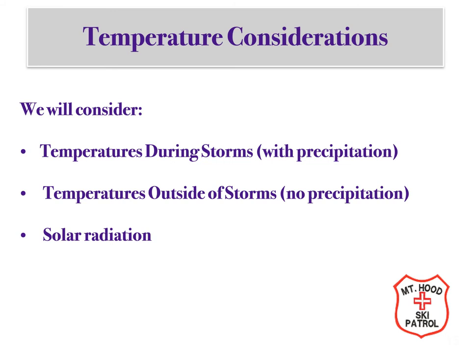So we've discussed precipitation and wind. Let's move on to temperature. Let's consider 3 separate topics: temperature during storms with precipitation, temperatures before and after storms without precipitation, and the effect of solar radiation on snowpack stability.